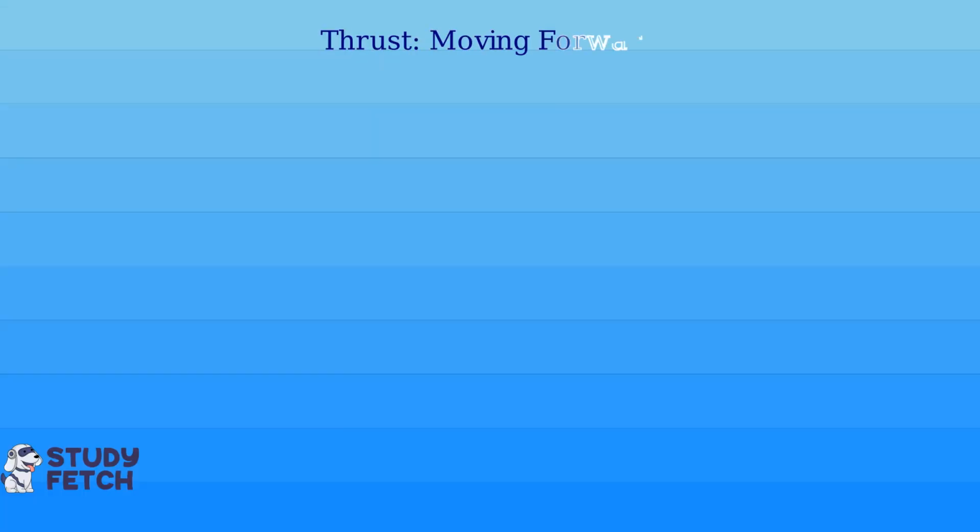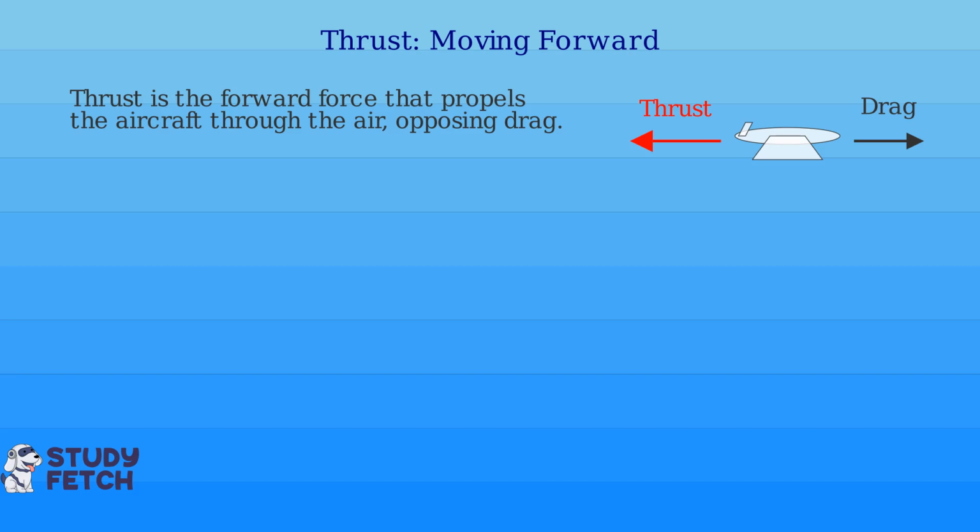Thrust is the forward force that propels an aircraft through the air. Thrust is the force that overcomes drag, allowing the airplane to move forward through the air. Without sufficient thrust, an aircraft cannot overcome drag and achieve the airspeed necessary for takeoff.